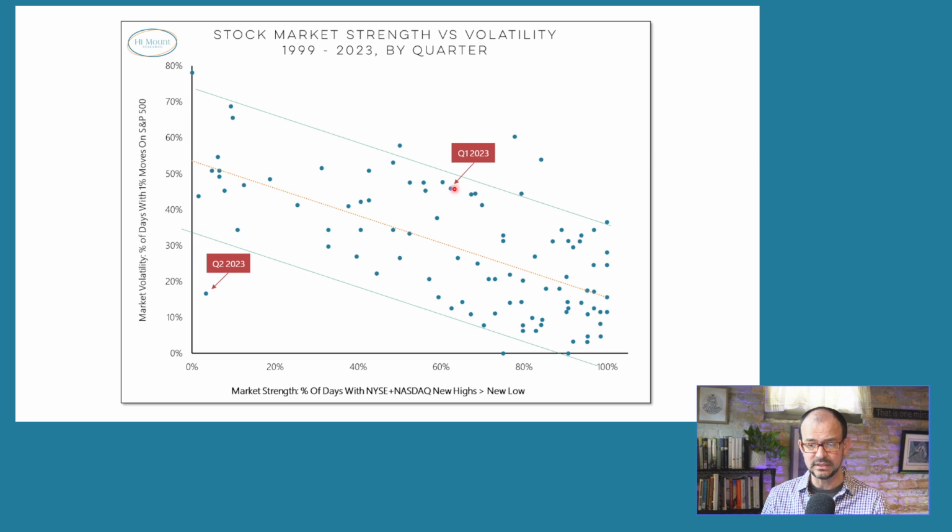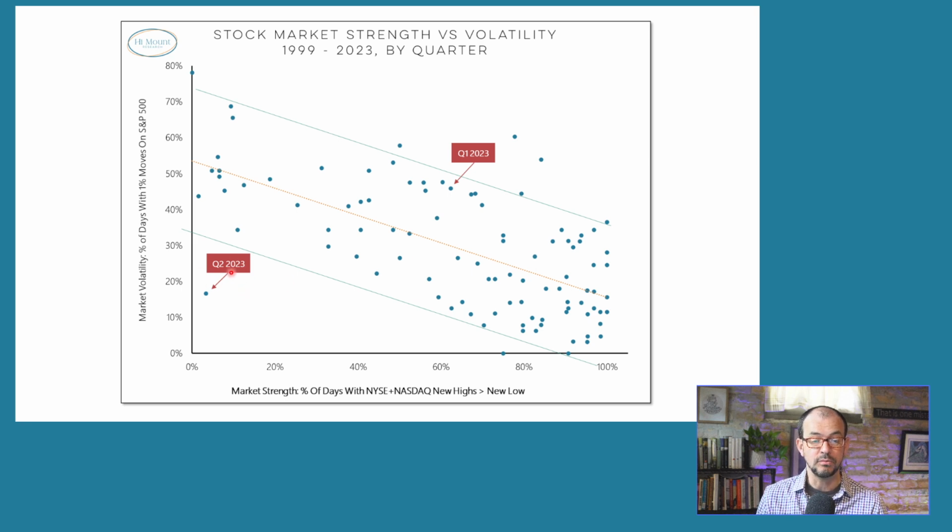Q1 is up here. It was 65% of the days had more new highs than new lows. About 45% of the days had some volatility. So it was both volatile and strong, not outside of the range here of the historical relationship between strength and volatility. The green lines there capture about 90% of the observations, going back to 1999, so almost a quarter century's worth of data.